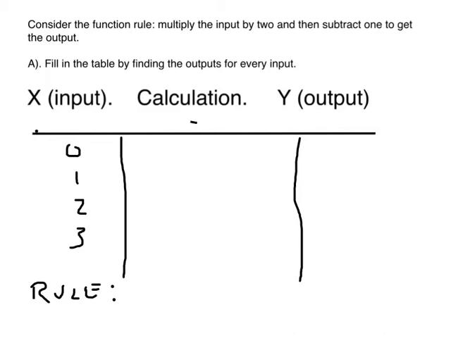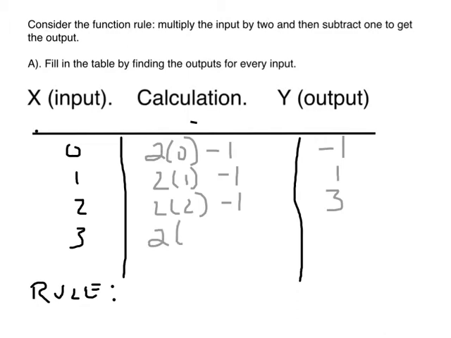In our first unit here, lesson 1, we need to fill in this function table where it says, let's multiply the input by 2 and then subtract 1 to get the output. So all you have to do is take this 0, take a 2 times the 0, and subtract 1. Well, we know 2 times 0 is 0, minus 1 gives me an output of negative 1. 2 times 1 minus 1: you take 2 times 1 is 2, minus 1 is 1. 2 times 2 minus 1 gives me 4 minus 1 is 3. And 2 times 3 minus 1 gives me 5.